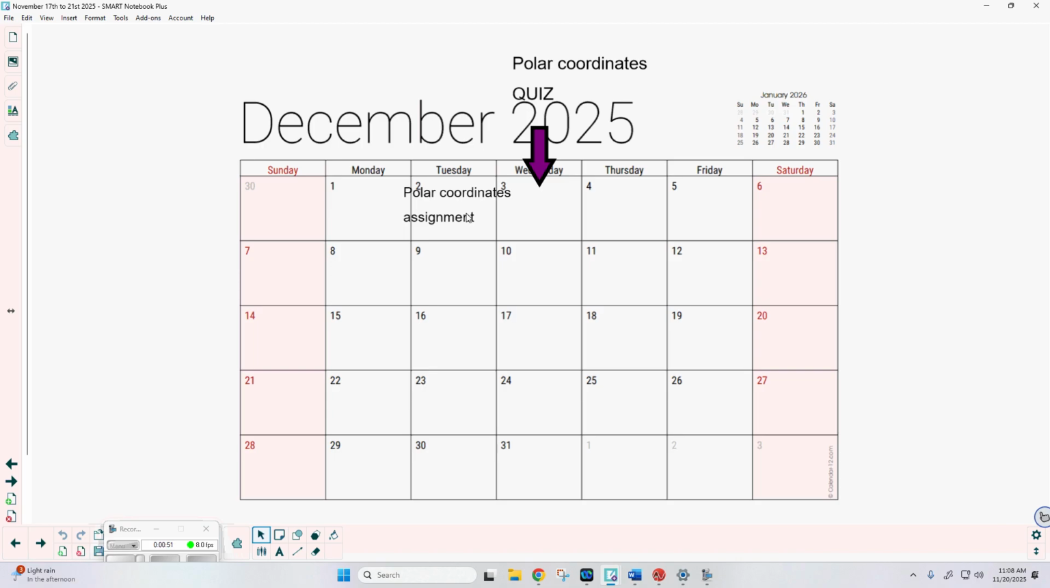It'll be due on Tuesday, and then Wednesday after that we'll have a quiz over the polar coordinates. And then the remainder of this week, every other class period, we're going to be looking at how to graph polar functions, the graphs themselves. Okay, so questions on that?